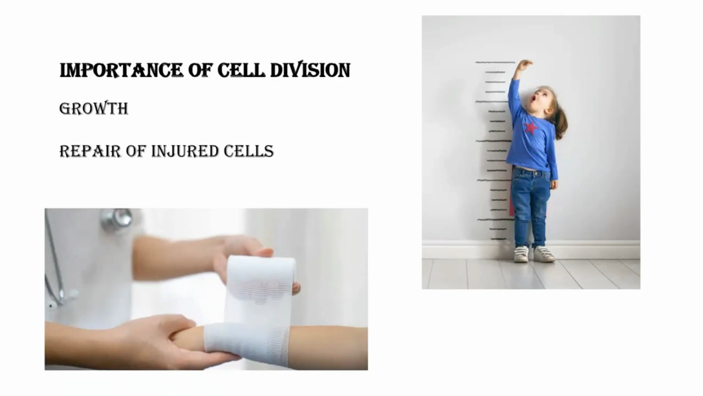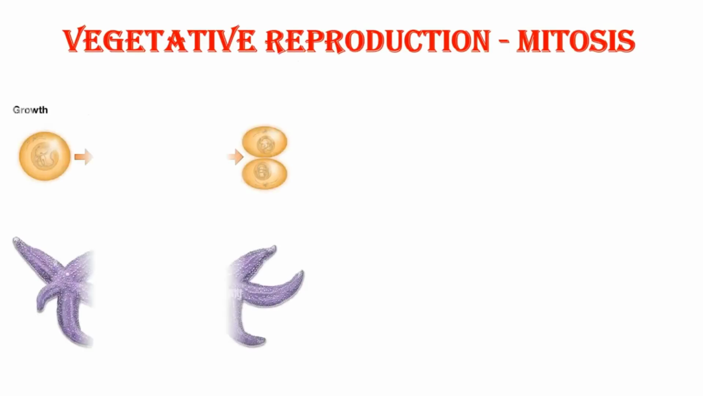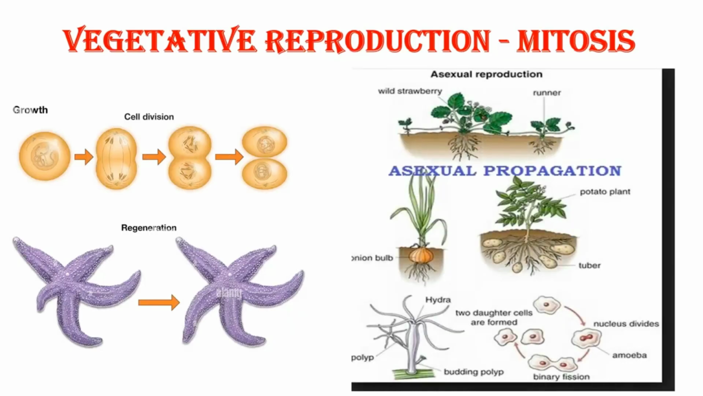So mitosis is responsible for producing new body cells as well as repair of injured cells. These are a few examples for mitosis. Here the parent cell will be divided into two new daughter cells. And here, repair of injured cells that takes place in starfish, we call it regeneration. But the process here is mitosis.